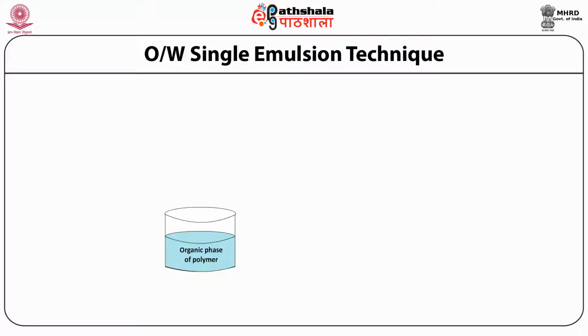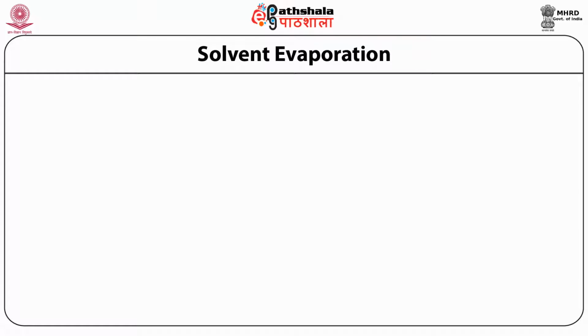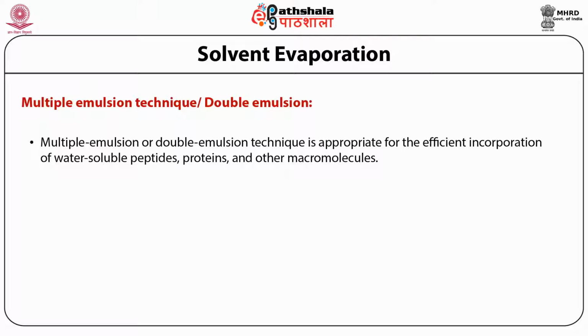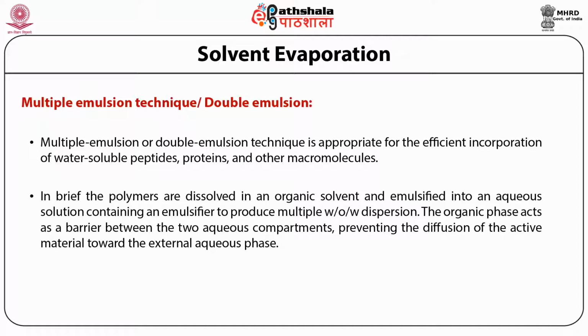Now the last technique of the solvent evaporation method is the multiple emulsion technique, or double emulsion technique. This technique is basically appropriate for the efficient incorporation of water soluble peptides, proteins and other macromolecules. The polymers are dissolved in an organic solvent, and then it is emulsified into an aqueous solution containing emulsifier to produce a multiple water in oil in water dispersion. The organic phase acts as a barrier between the two aqueous compartments, preventing the diffusion of the active material towards the external aqueous phase.